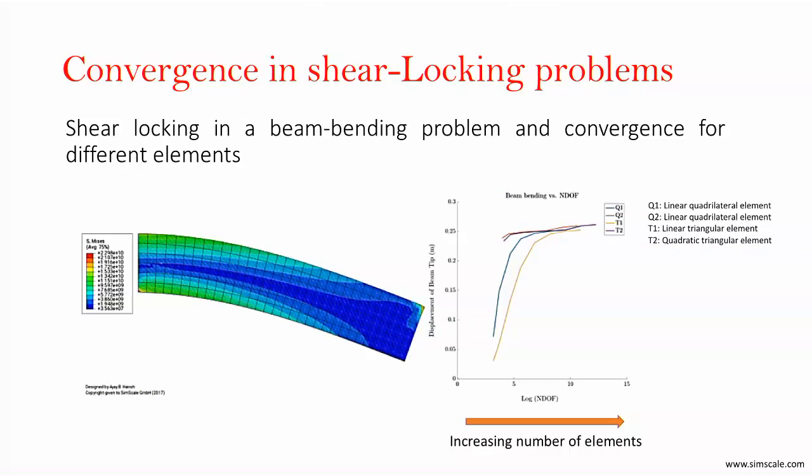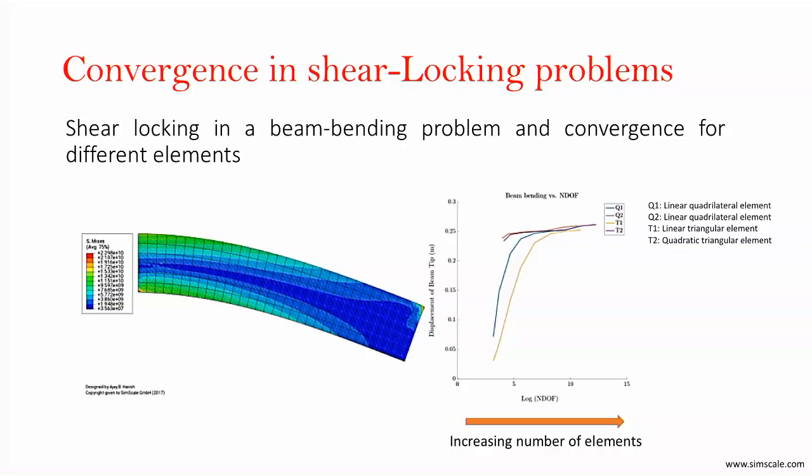And this is an analysis which is done on the cantilever beam. So we have pure bending in this problem. We're using quadrilateral elements and triangular elements. If you look at the plot, the horizontal axis is showing the number of the elements, and the vertical axis is showing the deflection at the beam tip.